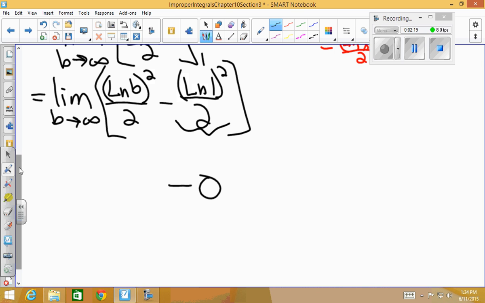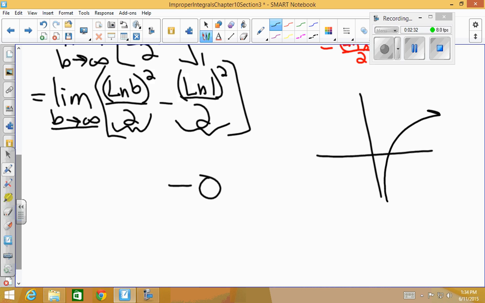Now, the natural log of b squared divided by 2. b is getting closer to infinity. That means it's getting larger and larger and larger. If you recall, the natural log function looks like this. So as the input gets larger, the natural log, which is the output, also gets larger. So as we move to the right on the graph, it continues to move upward. So that's going to say that the natural log of b, as b goes to infinity, the natural log of b is going to go to infinity.